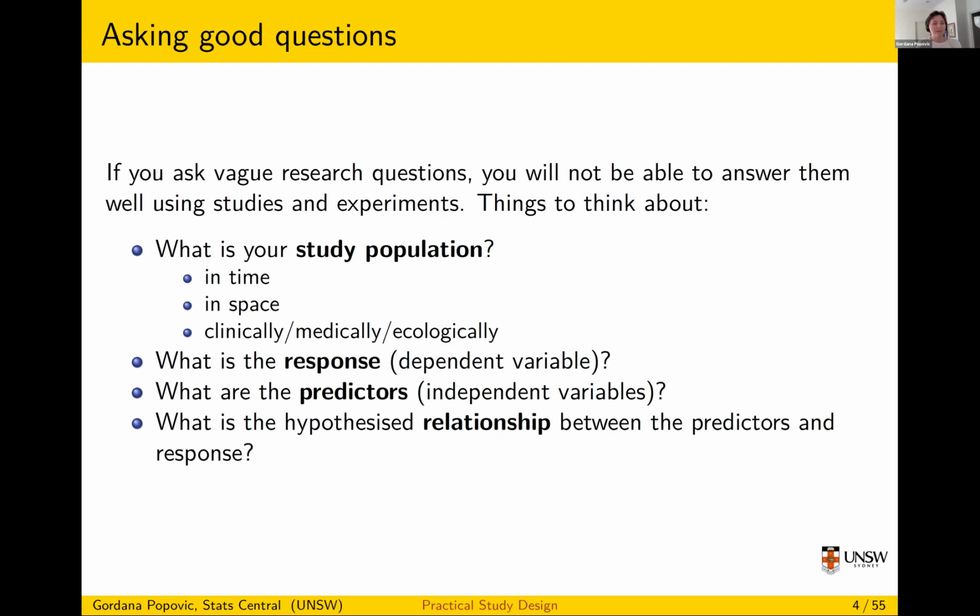In engineering, it might be how good whatever you made is when it fails a test or something like that. And then you've got your independent variables, and these are also known as predictors. These are the things that influence your dependent variable, your response. So you need to know what specifically you're measuring that's going to impact your response, and you need to know which response you're most interested in.